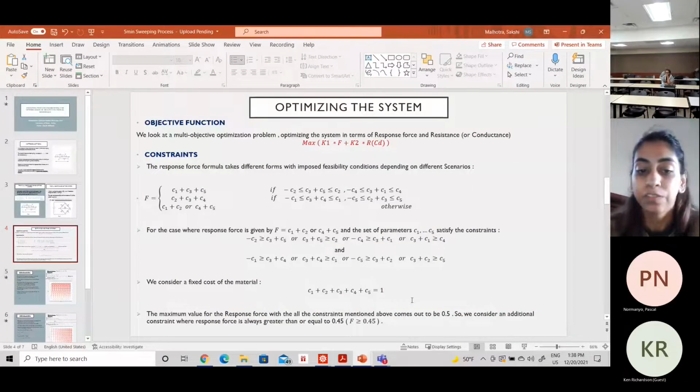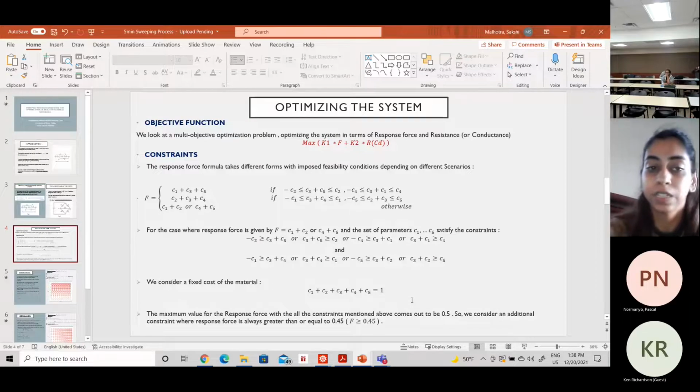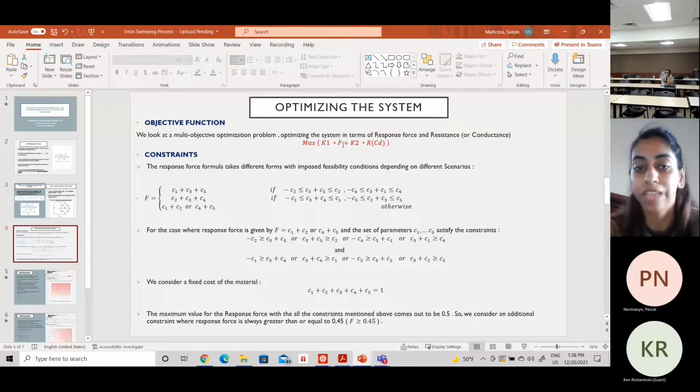So the maximum value for the response force in itself, if we consider a single objective optimization, if we just have the response force instead of having resistance and conductance, and we have all the constraints mentioned above, comes out to be 0.5. To have some minimum strength of the material, we have another bound on the response force. So we always take the response force to be greater than or equal to 0.45. So these are all the constraints that we take for optimizing our system.